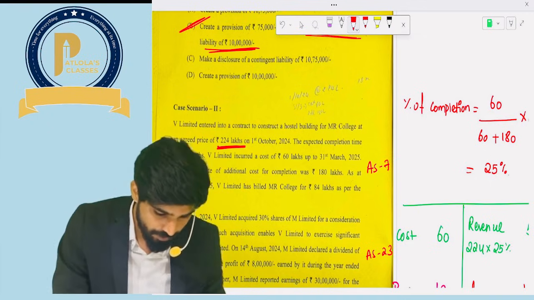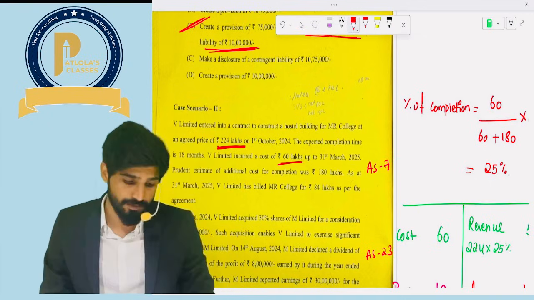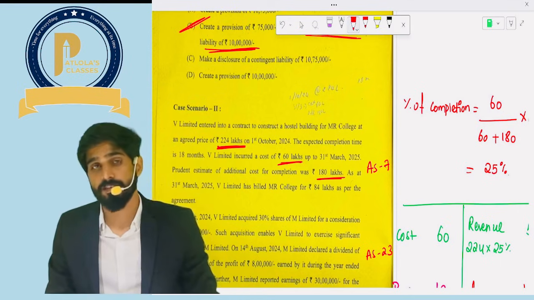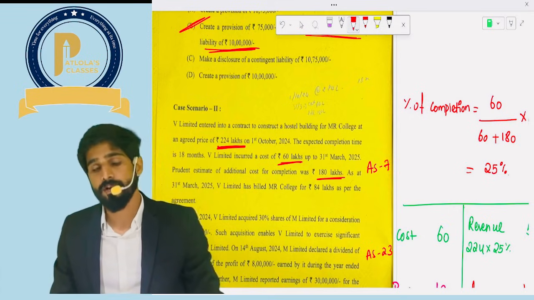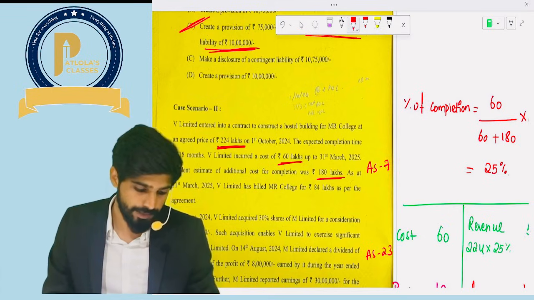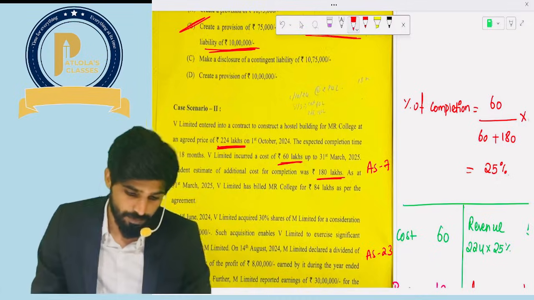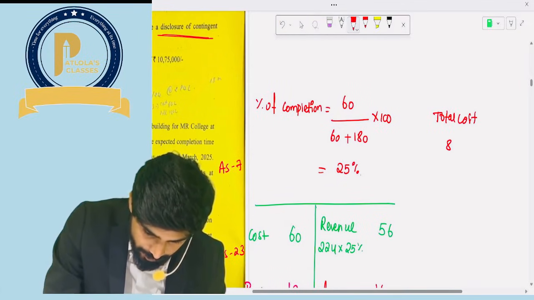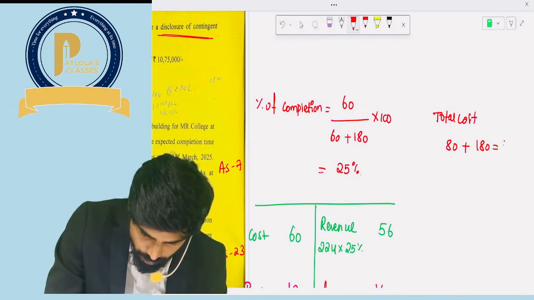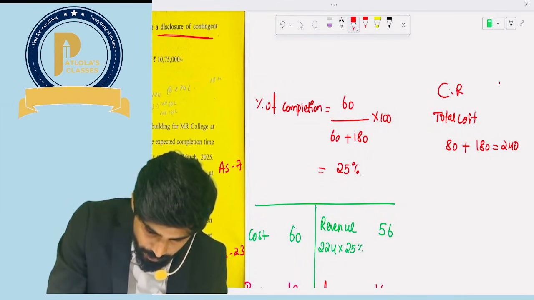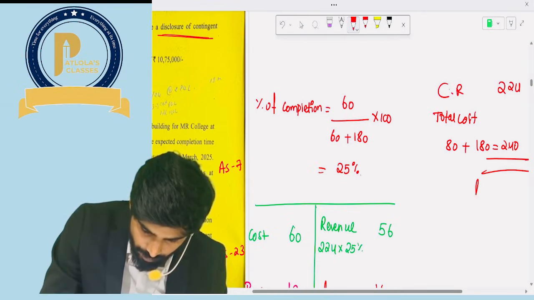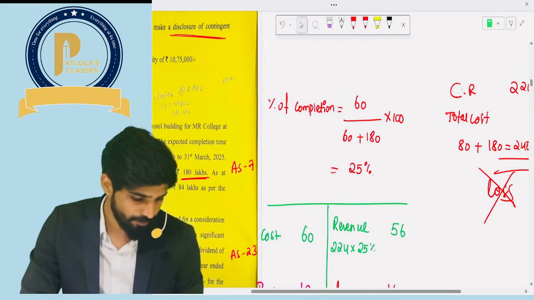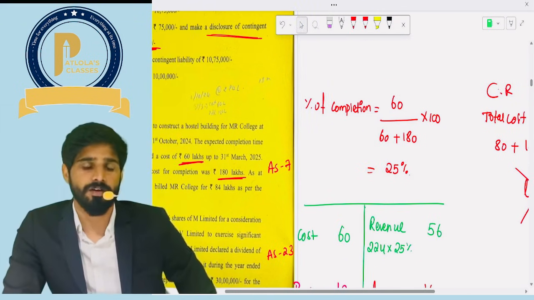We Limited incurred a cost. Cost incurred up to date is 60, and estimated future cost is 180. So the total cost, first, as I've said, we should always check whether it is a profit making contract or a loss making contract. And I see it's a loss making contract because total cost is 60 already incurred plus 180, total is 240, whereas contract revenue is only 224. So it's a loss making contract. In case of loss making contract, we have to be careful.